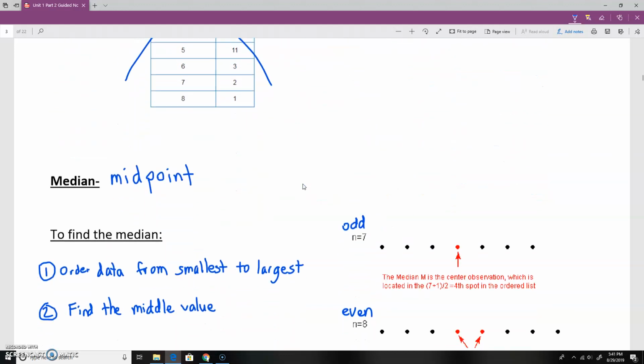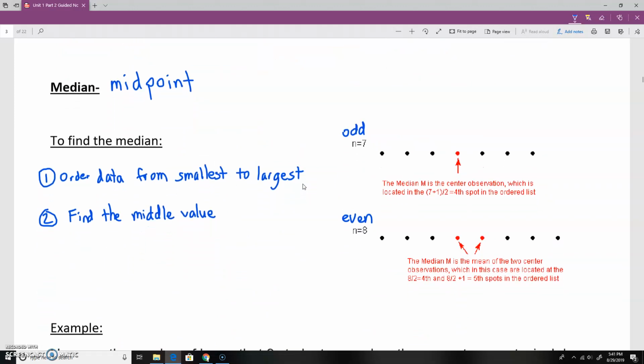Now the last one we're going to look at is called the median. Now the median is the midpoint. It's the middle value. The way we find the median is, number one, we order the data from smallest to largest, and then we find the middle value.